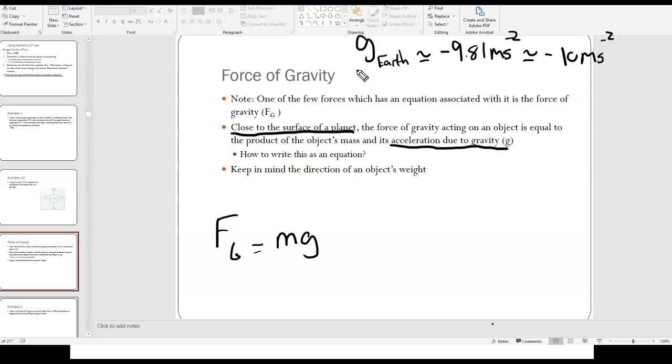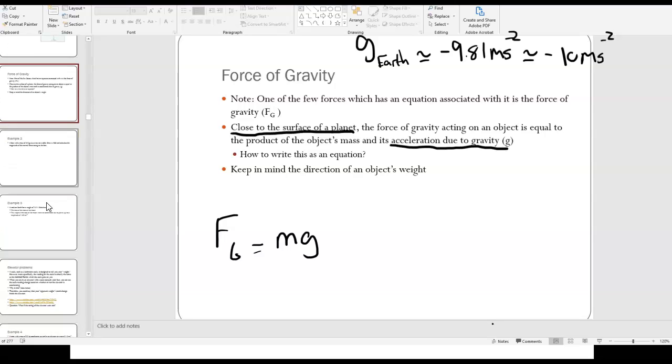Although you do need to understand that if you were on a different planet, you would have to use the acceleration due to gravity value for that planet. So this is one of the only equations that you'll see in this unit. It lets you calculate the force of gravity acting on an object. Pause there, make sure you add that to your notes, and then we'll just do a few quick examples.